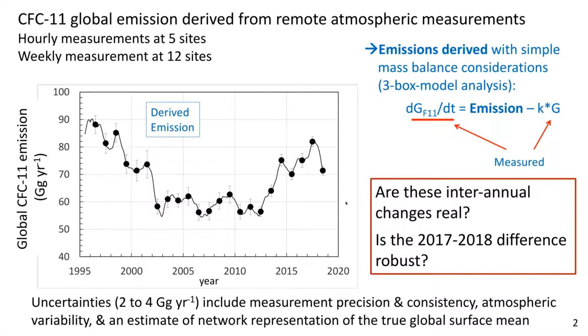Certainly answering this question relates a lot to what we think the uncertainties are in each of those annual estimates. We estimate those uncertainties to be between 2 to 4 gigagrams per year based on a few specific things: measurement precision and consistency, the atmospheric variability measured at different sites, and an estimate of the network's ability to represent the true global surface mean. We do that with bootstrap techniques like those used by Ed Dlugokencky for methane.